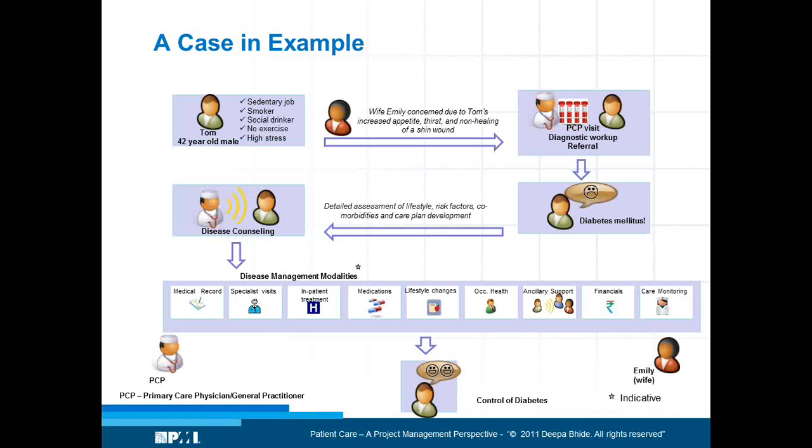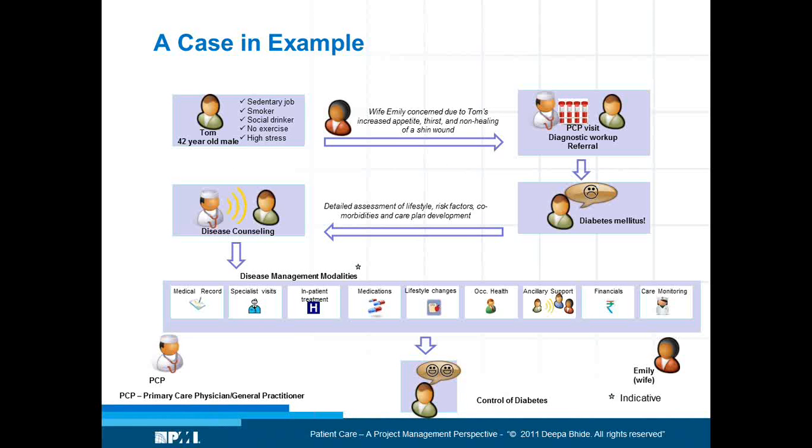Tom has the support from his family and his employer while managing his condition. The end result of Tom's care management or a care continuum is a successful control of his condition. I have also highlighted that Dr. Allen, who is his physician, and Tom's wife Emily play a key role in his care continuum. We will use this example to see how we can envision Tom's longitudinal care as a project.